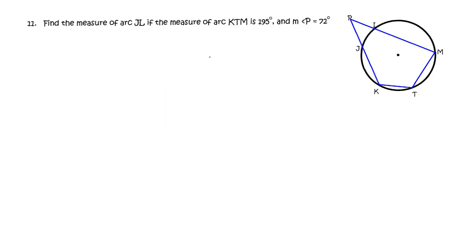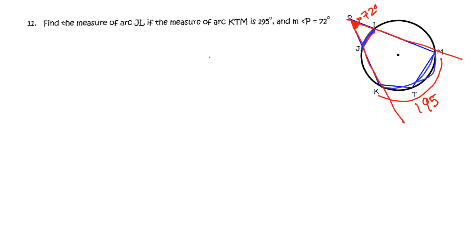Last question. Find the measure of arc JL, which is this arc. If the measure of arc KTM, so it's all the way here, is equal to 195, and the measure of angle P is equal to 72. So this angle here is equal to 72. Now, looking at angle P, this is an exterior angle. And if I extend my rays, I can see the two arcs that are linked to that angle. The first arc is MTK, and the second arc would be IJ.